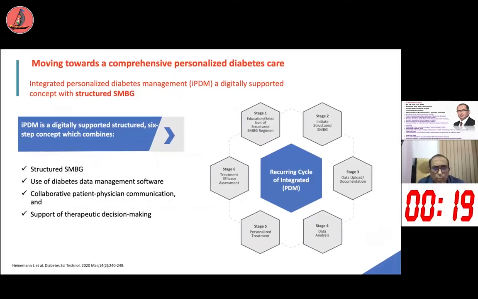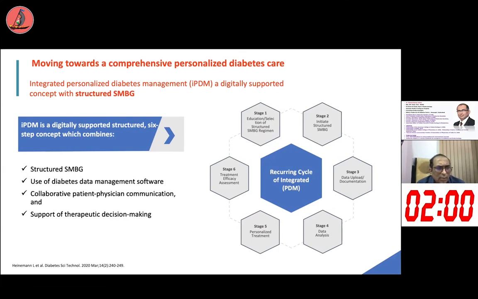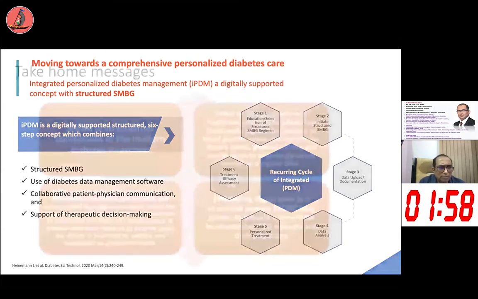To provide all these benefits, Roche has also come out with an integrated personalized diabetes management platform, which is a digitally supported and structured concept to provide structured SMBG. The data which is collected is integrated into the management software, and it helps the physician collaborate with the patient in coming up with important therapeutic decisions.